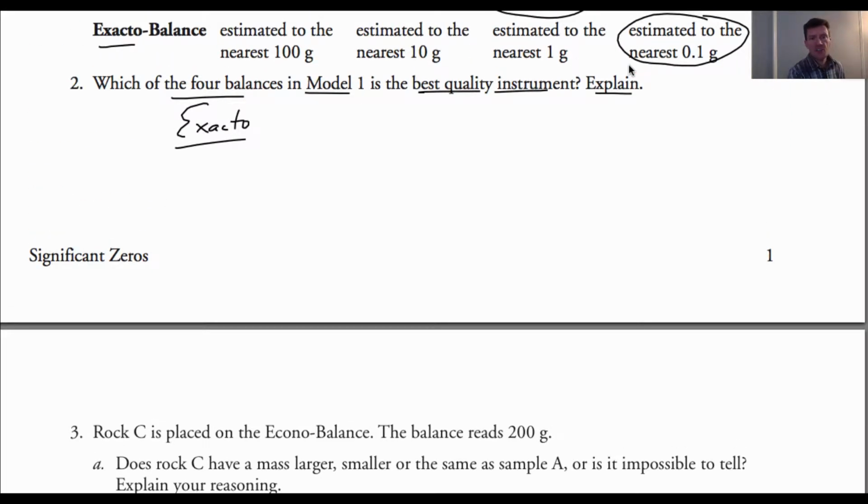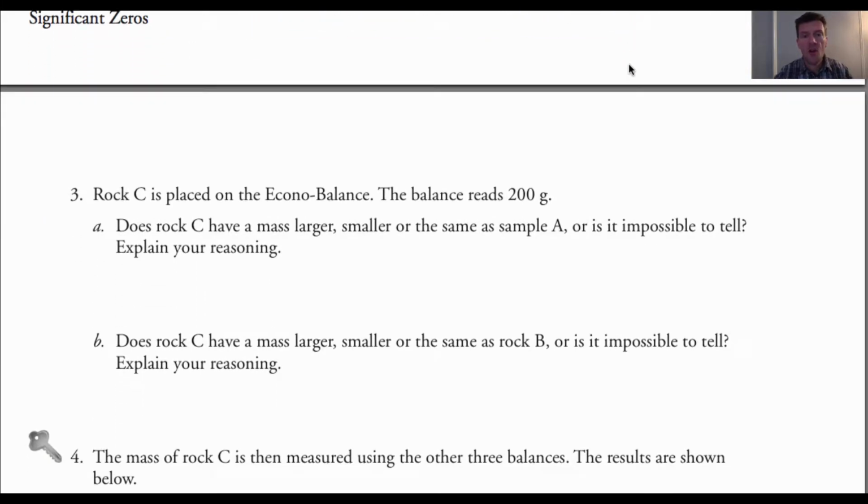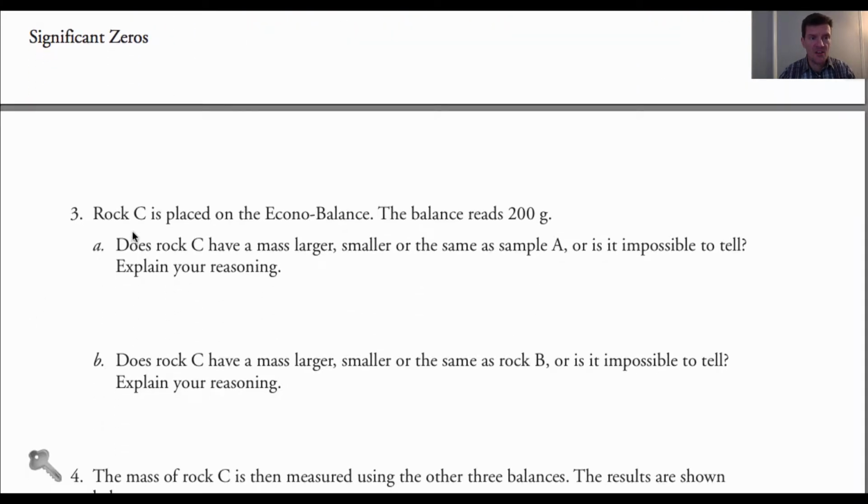Moving on to question number 3. Notice it says rock C is placed on the econobalance and the balance reads 200 grams. Does rock C have a mass larger, smaller, or the same as sample A, or is it impossible to tell? Explain your reasoning. So in this case, we're looking at rock C is placed on the econobalance and the balance reads 200.